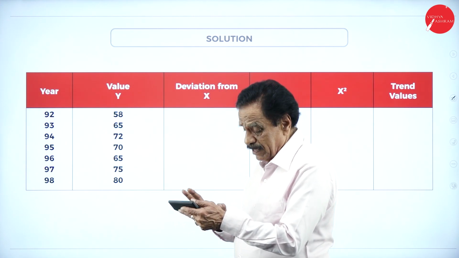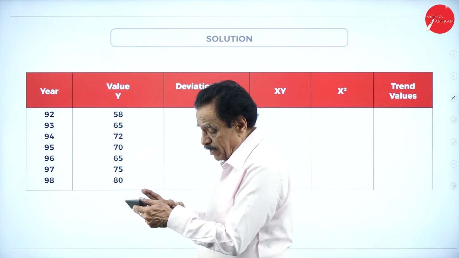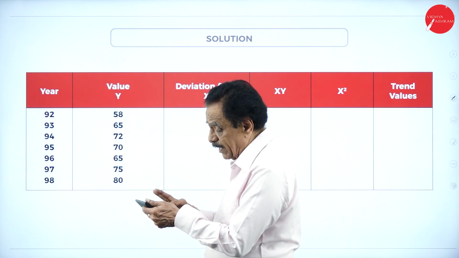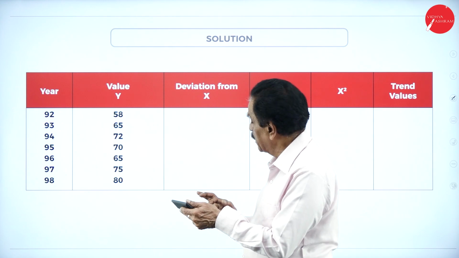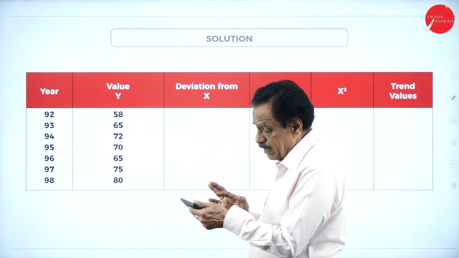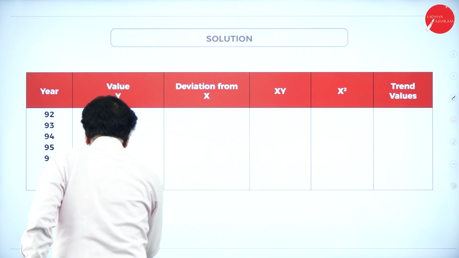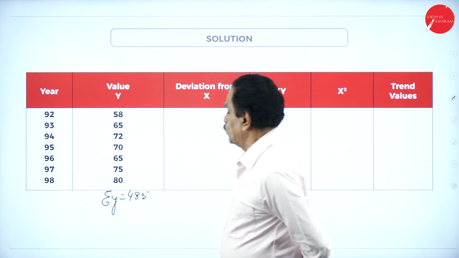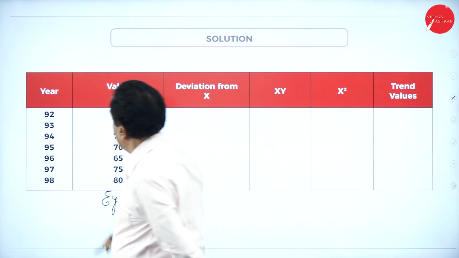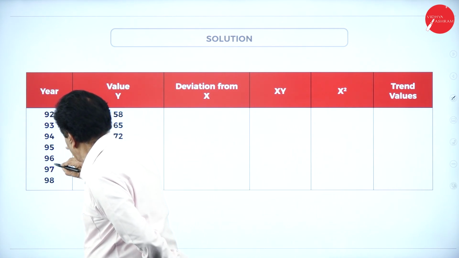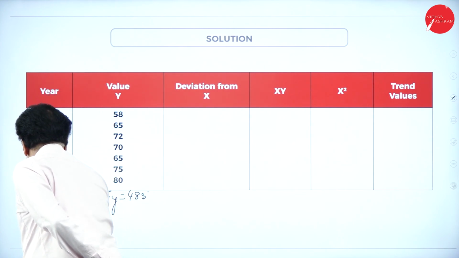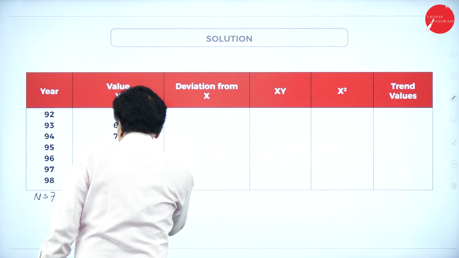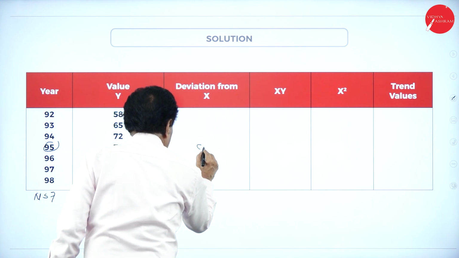58 plus 65 plus 72 plus 70 plus 65 plus 75 plus 80, that is 485. Sigma y is 485. Take the division. How many years are there? 1, 2, 3, 4, 5, 6, 7. N is equal to 7, 7 years. Take the deviation here. You put the middle year 95 here. This is equal to 0.